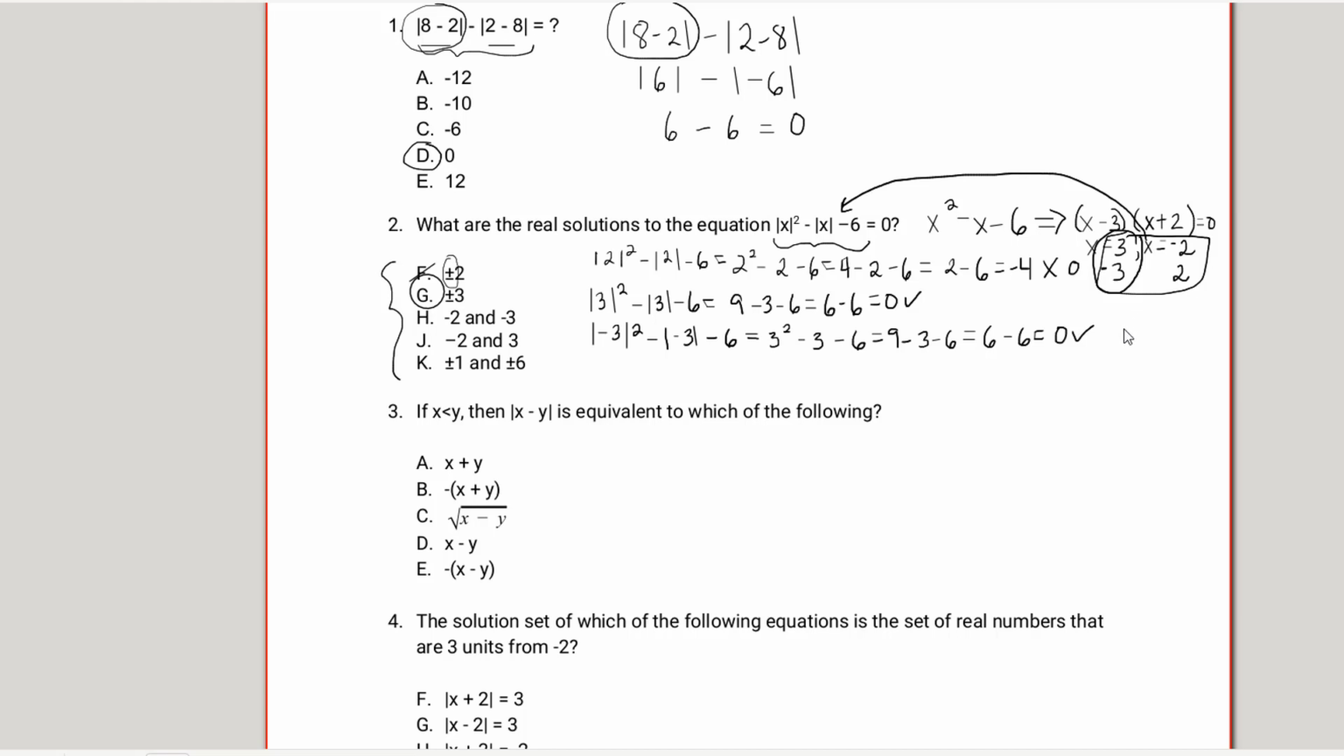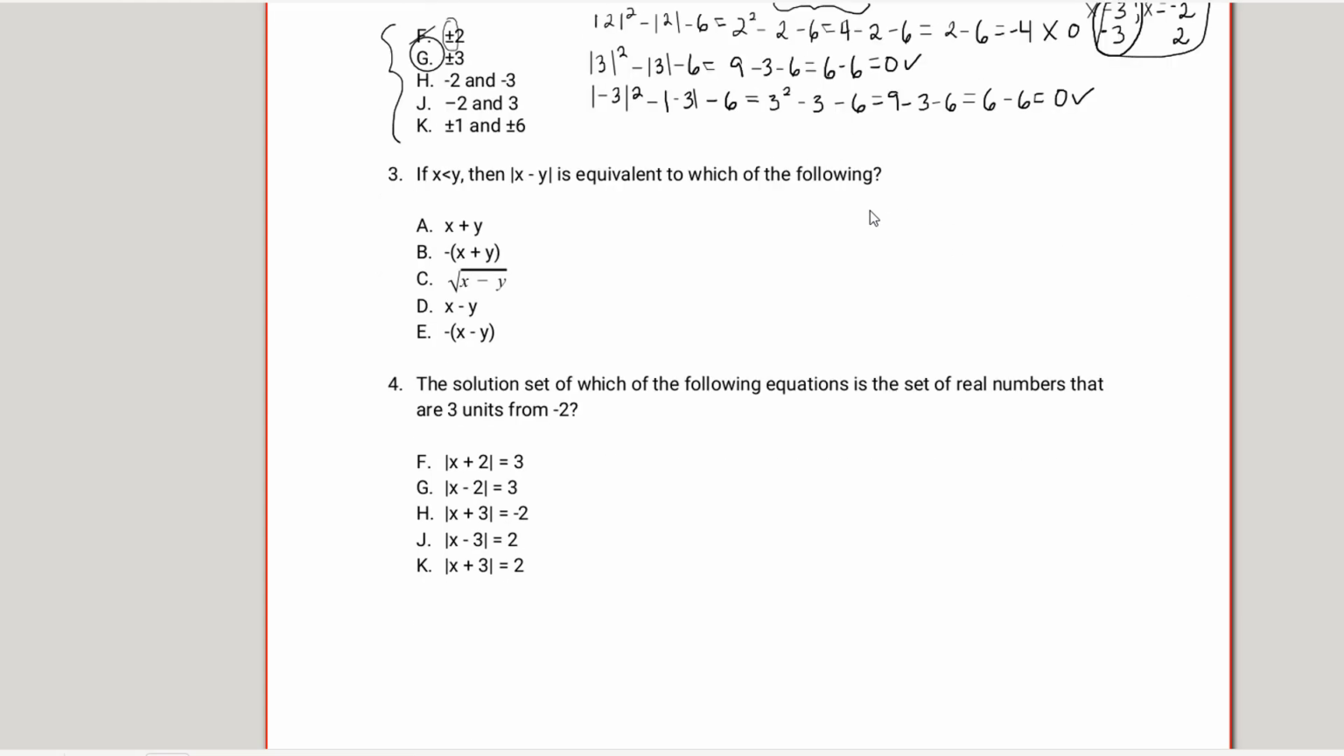So in this case, it may be just as easy to begin plugging in your answer choices, and you eliminate the step of having to factor the expression. But through practice, you're going to see how working this type of question works best for you. Let's take a look at number 3.